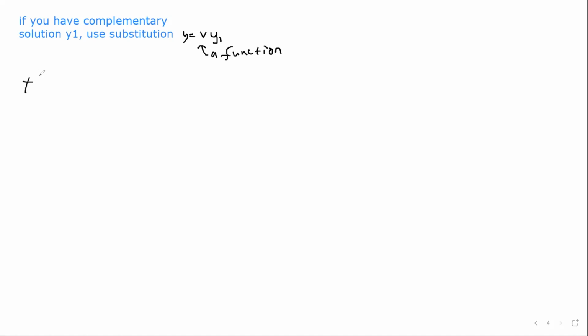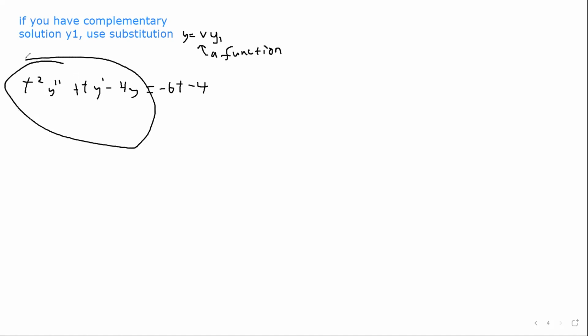So we will use the equation t squared y double prime plus t y prime minus 4y equals negative 6t minus 4. Sorry, this should be y prime. Now, I have a question for you real quick. Can you get the complementary solutions for this equation easily? Or no?